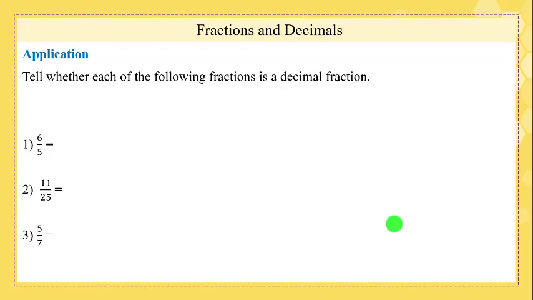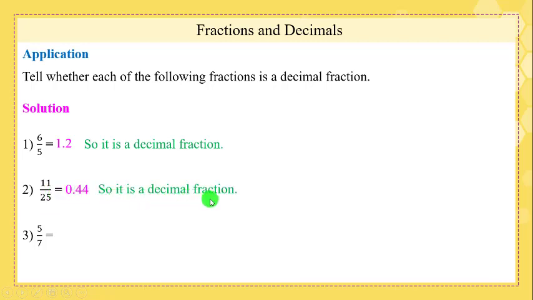Now it's your turn to solve the following application. Tell whether each of the following fractions is a decimal fraction. Please pause the video and try to solve the application. Solution. 6 over 5 is equal to 1.2. That is, if you divide 6 by 5, you get the answer 1.2. So, it is a decimal fraction because we have one digit after the decimal point and it is limited. 11 over 25 is equal to 0.44. So it is a decimal fraction because we have two digits after the decimal point and it is limited. 5 over 7 is equal to 0.714285, etc. So it is not a decimal fraction because we have an unlimited number of digits after the decimal point.